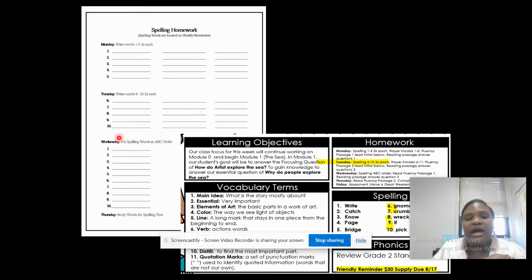Simple as that. I know some of us might have questions about the ABC order here. All you're doing is thinking about your ABCs and putting these spelling words in sequential order based on the ABCs. So for example, A: do I have any word that starts with A? No, I'm going to skip. B: oh, bridge. That's where I put it, at number 1. Okay, C: catch. That's going to be number 2. And you're just going to keep doing this process.